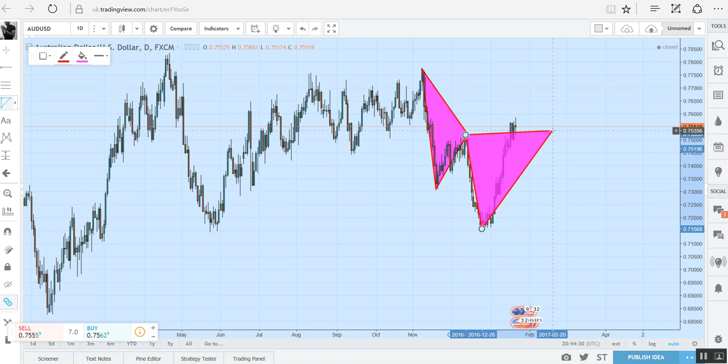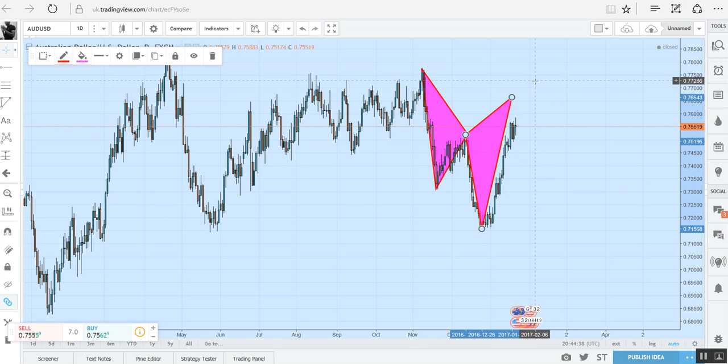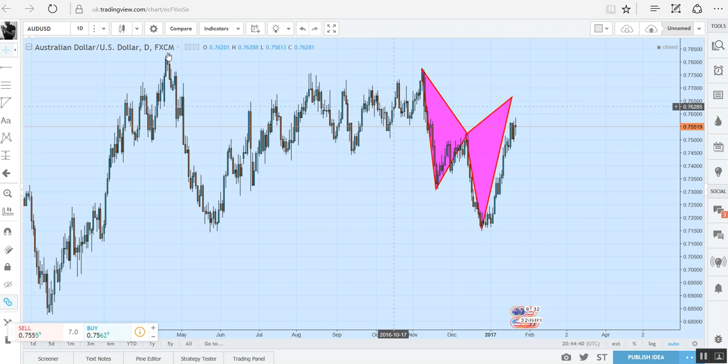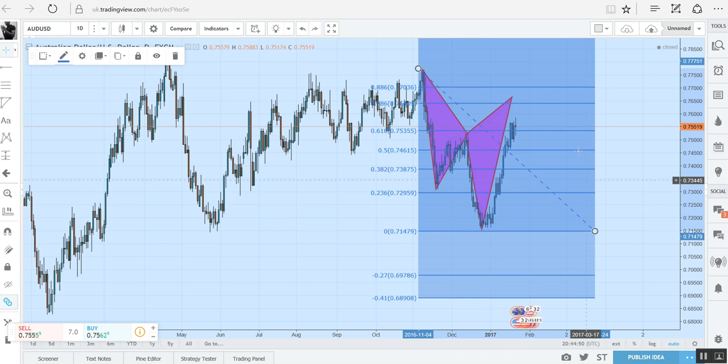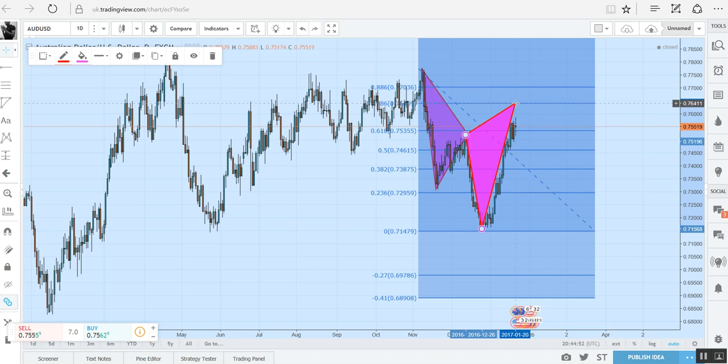I'm pretty sure I'm not going to be too far off. So the cipher pattern, I'm going to guess is going to complete maybe somewhere, I don't know. That looks like a 786 retracement. So let's see. I think it's not going to be perfect, but yeah, see, I missed that by quite a few pips. So 76.39, that's where the cipher pattern is going to complete.